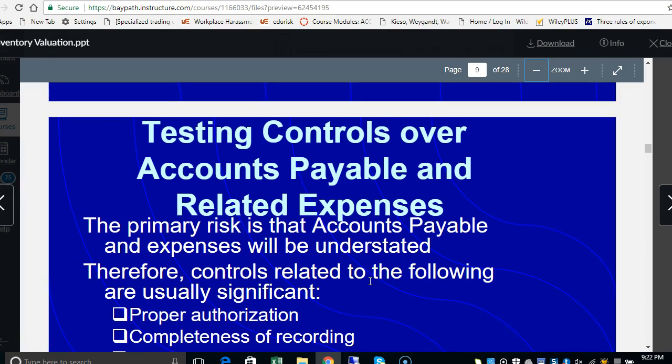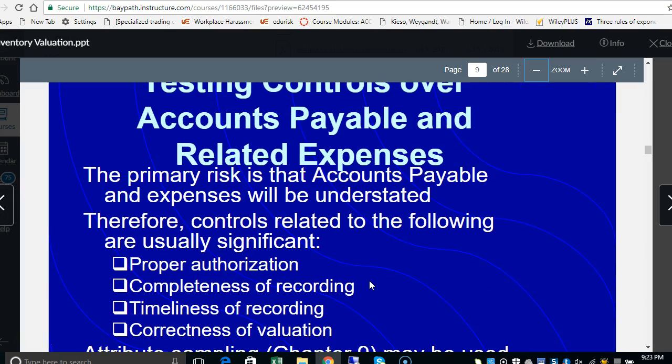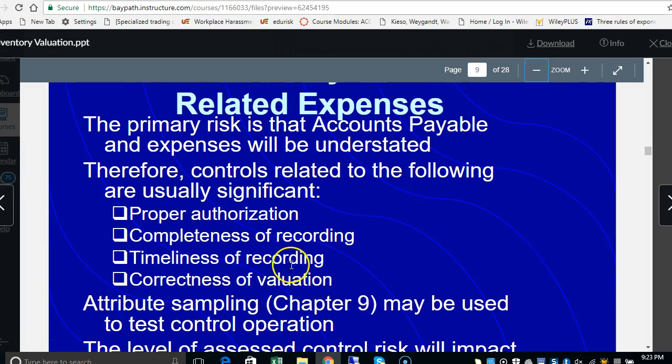Testing controls over accounts payable and related expenses. Controls should be related to the following: proper authorization is required, completeness of recording, timeliness of recording, and correctness of valuation.